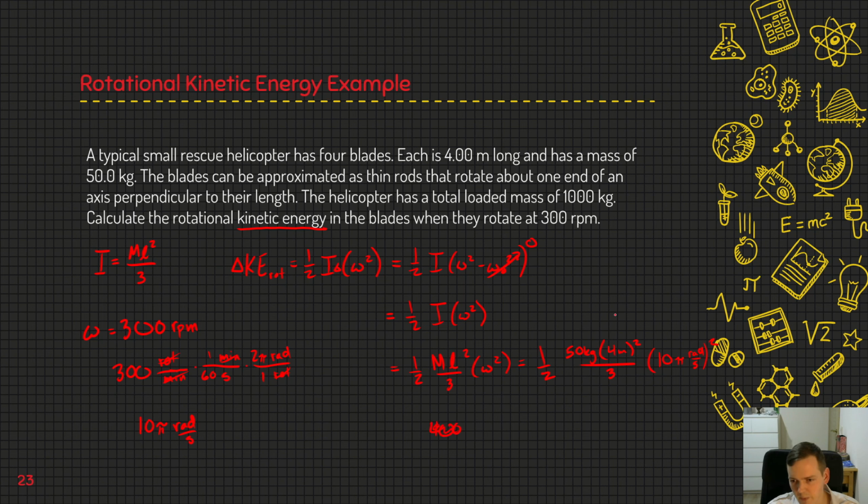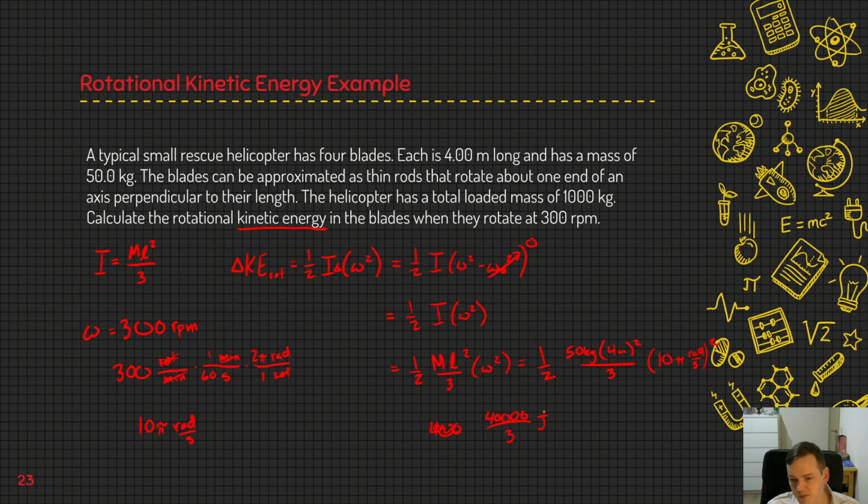So I'm trying to do a lot of math in my head. 50, it's easier to do it this way. 50 divided by 2 is 25. 25 times 16 will be 400. 400 times 100 will be 40,000. Divided by 3 will be some number of joules.